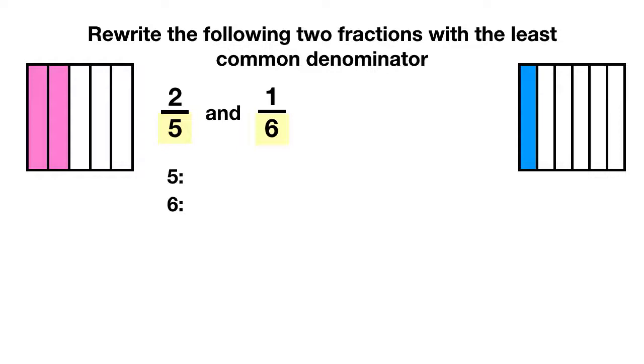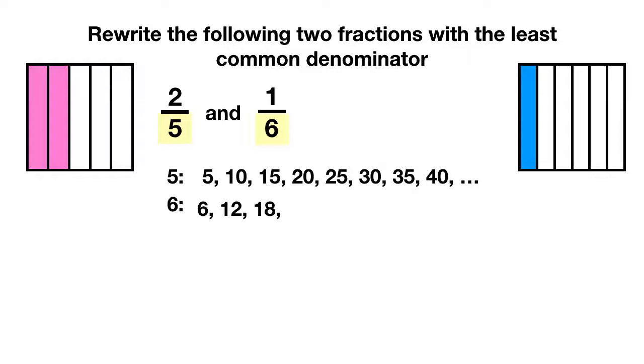Well, you can skip count by 5s. You get 5, 10, 15, 20, 25, 30, 35, 40. You could keep going. And with 6, you get 6, 12, 18, 24, 30, 36, 42. Again, you could keep going. If you look at both of these lists, you will find that both of them have a 30. The lowest common multiple is 30.